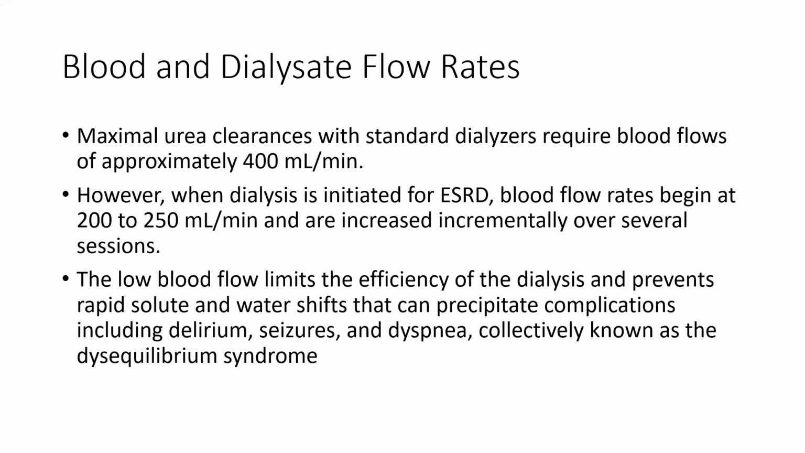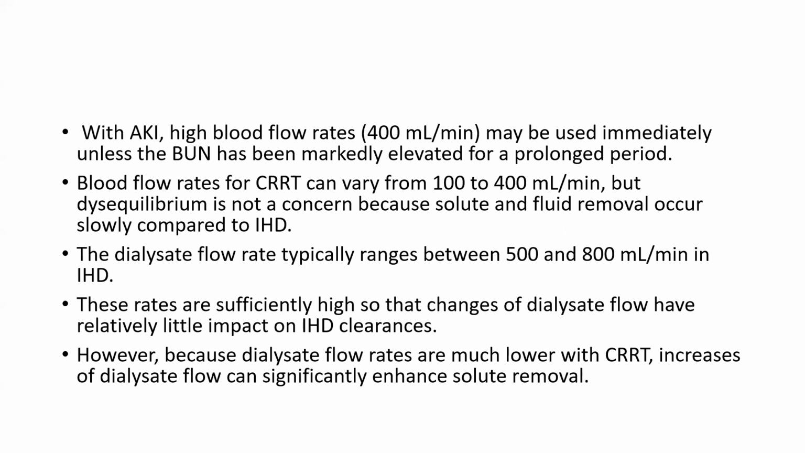The low blood flow limits the efficiency of dialysis and prevents the rapid solute and water shift that can precipitate complications including delirium, seizure, and dyspnea, collectively known as disequilibrium syndrome. With AKI, a high blood flow rate may be used immediately unless blood urea nitrogen has been markedly elevated for a prolonged period. Blood flow rate for CRRT can vary from 100 to 400 ml per minute, but disequilibrium is not a concern because solute and fluid removal occurs slowly compared to IHD.